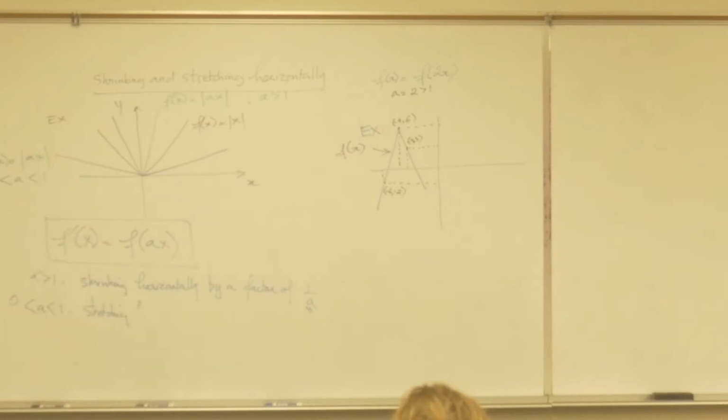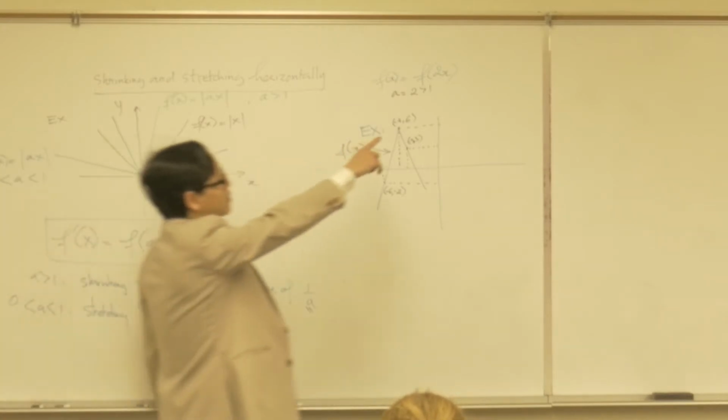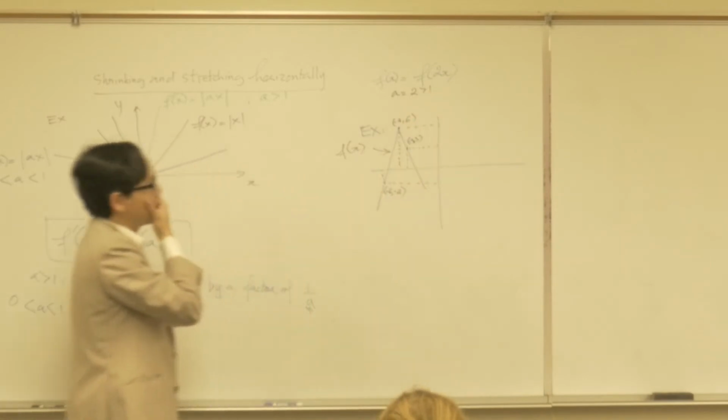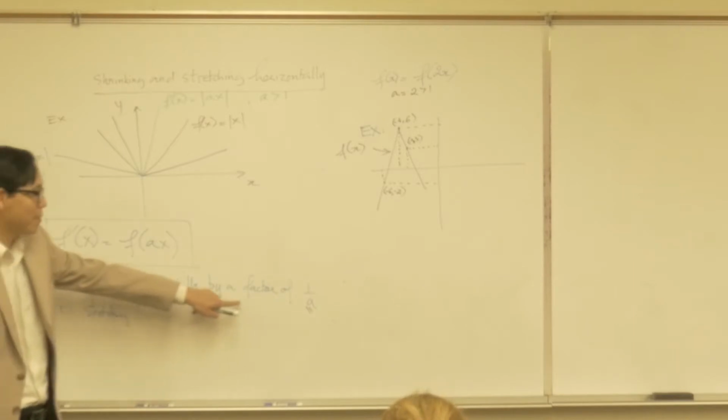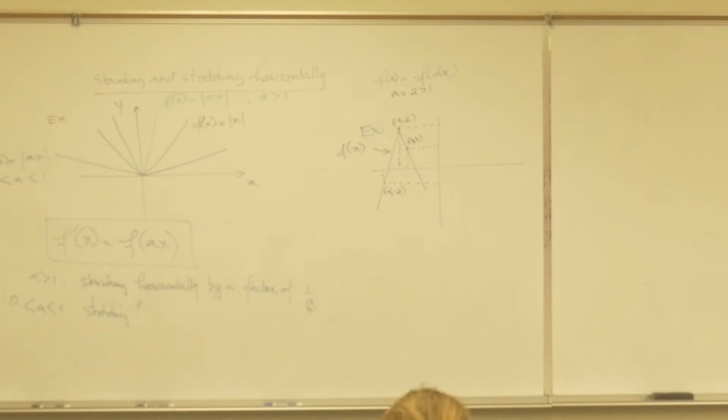Now I'm going to transform the function f(x) so that I have f prime of x, so that I have f of 2x. Okay. So how are we going to do that? I know that when a is greater than 1, I'm going to stretch horizontally by a factor of 1 over a.